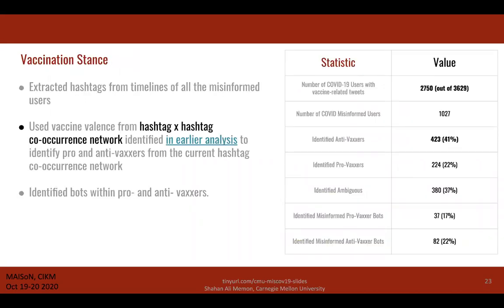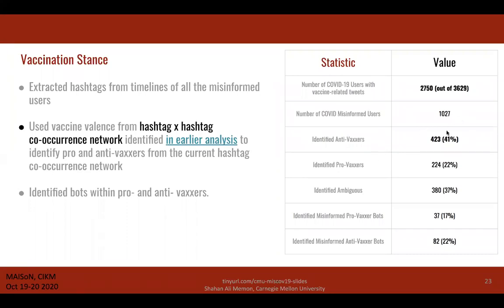Finally, to understand the interplay between the different kinds of misinformation themes and communities, we identify the vaccination-related stance of members of the misinformed community. The way we do it is we first identify the subset of the misinformed community who have posted at least one tweet related to vaccination in the past. We then collect the user to hashtag co-occurrence network. We use the valence of the vaccination hashtags in a weighted combination to identify the stance of users. And finally, we identify the bots within pro and anti-vaxxers.